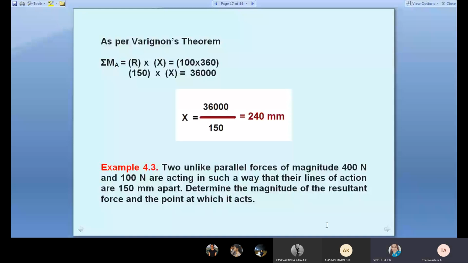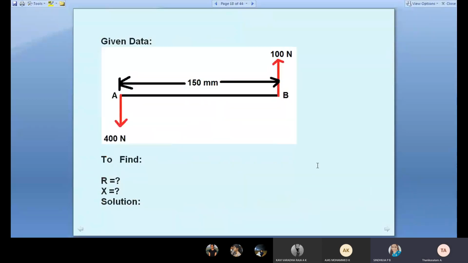So they have given two unlike parallel forces. The magnitudes are 400 Newton and 100 Newton, and the distance of their action is 150 mm. You have to find the resultant and its magnitude, sir. Actually, unlike parallel forces means one should be clockwise and another anti-clockwise. So A is downward 400 and B is upward 100 Newton and the distance is given as 150 mm.